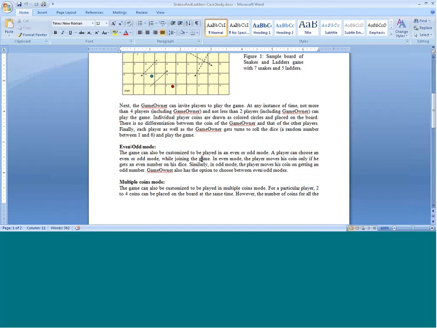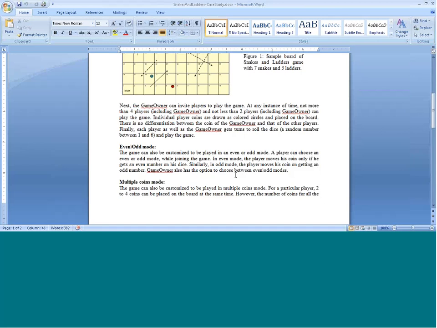What is the even odd mode? In the even odd mode, the player needs to choose whether he wants to play an even or odd mode. In even mode, say if the player chooses an even mode, then he will move his coin only when he would get an even number on his dice, right? And in the odd mode, the player will move only if he gets an odd number on the dice, right?